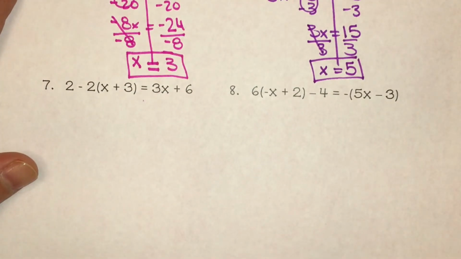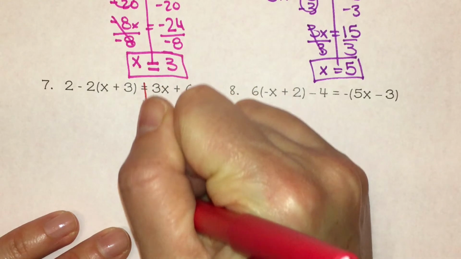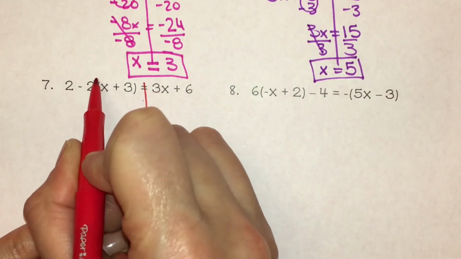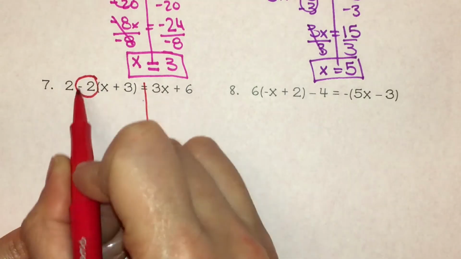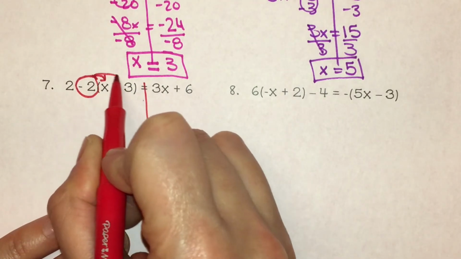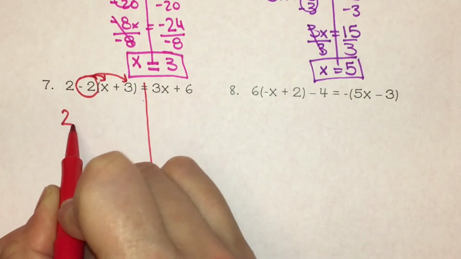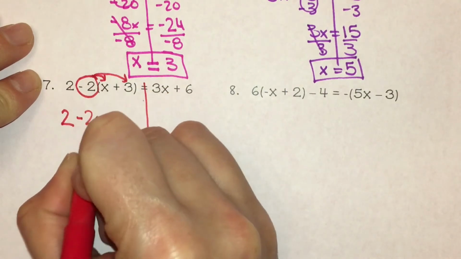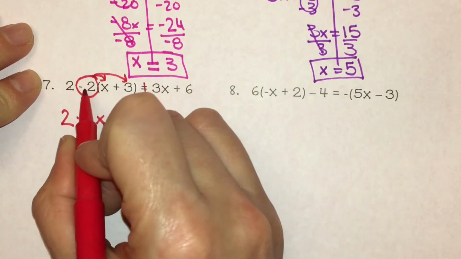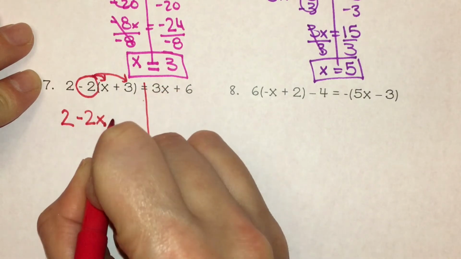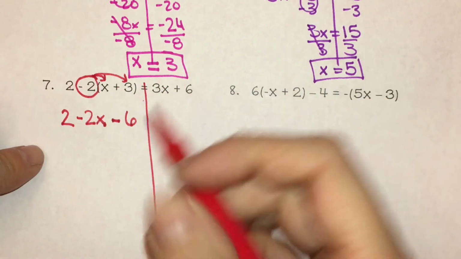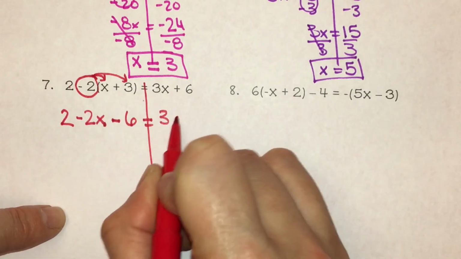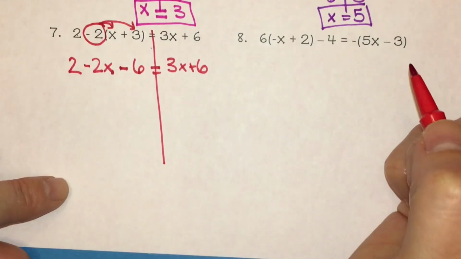Number 7. On this one, I need to multiply everything inside the parentheses not just by 2, but by negative 2. You have to include the operation or sign that's in front of it. So here I'm going to bring down the 2 in front. Now I have negative 2 times x is negative 2x. I can bring down the plus, or I can say negative 2 times positive 3 is negative 6. You could say plus negative 6 or just minus 6. Equals 3x plus 6. I'm going to combine like terms.